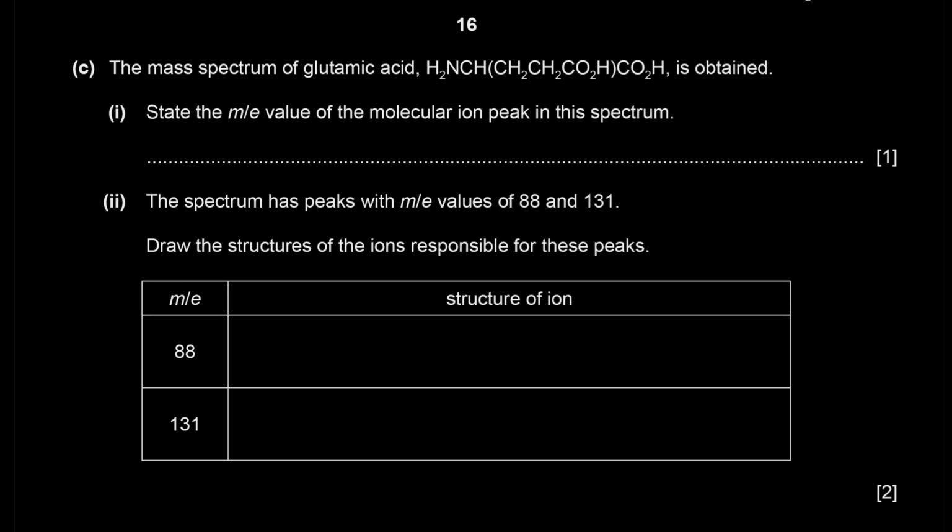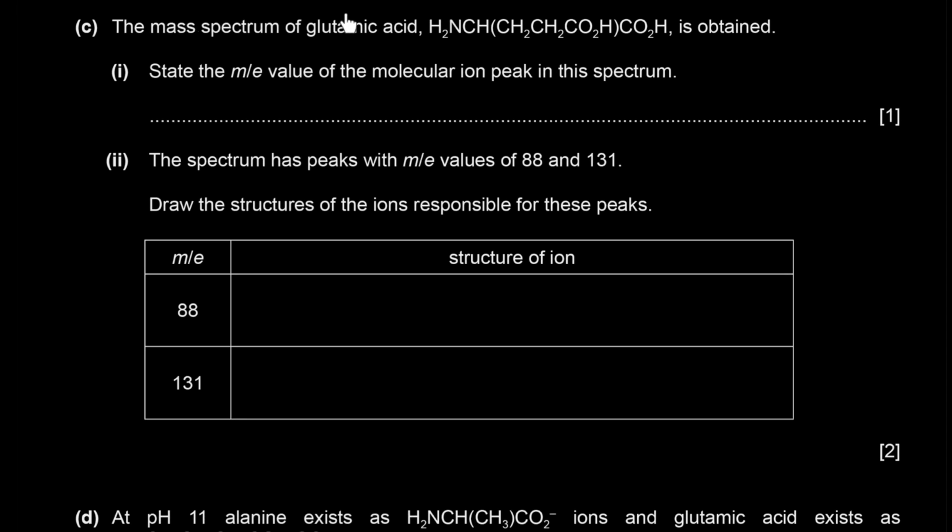The mass spectrum of glutamic acid is obtained. State the mass to charge value of the molecular ion peak in this spectrum. So that's the M peak. If you calculate the molecular mass, assuming carbon is 12, nitrogen is 14, hydrogen is 1 and oxygen is 16, the Mr comes out to 147. That will be the mass to charge ratio of the M peak. Remember that the molecular ion is a 1+ ion, so the charge is just +1 and the mass is just the molecular mass. So 147 divided by 1 gives you 147.